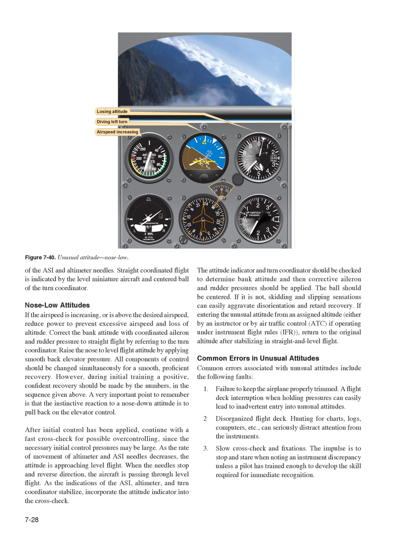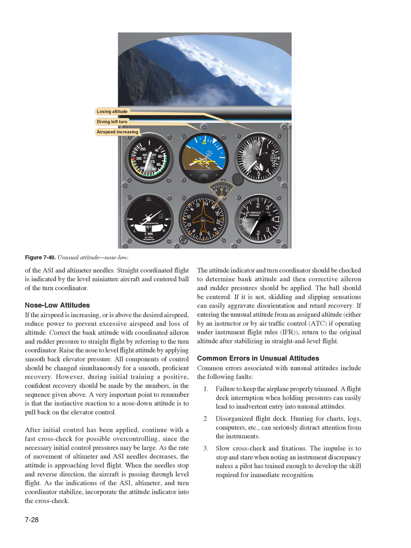Nose low attitudes. If the airspeed is increasing, or is above the desired airspeed, reduce power to prevent excessive airspeed and loss of altitude. Correct the bank attitude with coordinated aileron and rudder pressure to straight flight by referring to the turn coordinator. Raise the nose to level flight attitude by applying smooth back elevator pressure. All components of control should be changed simultaneously for a smooth, proficient recovery. However, during initial training, a positive, confident recovery should be made by the numbers, in the sequence given above.